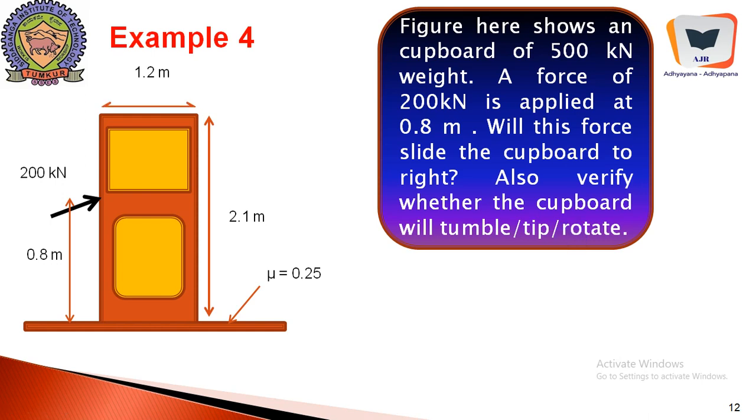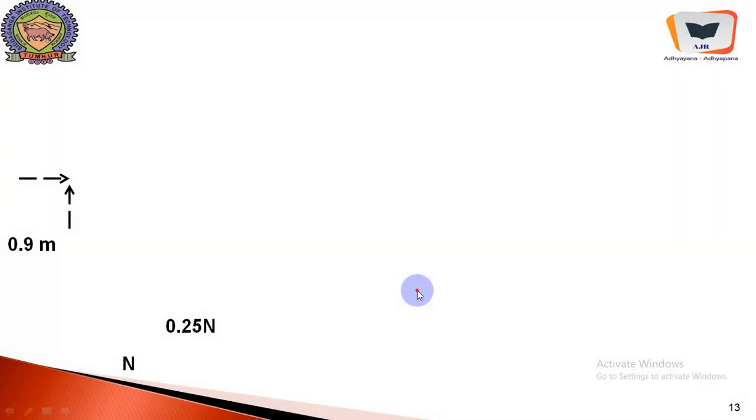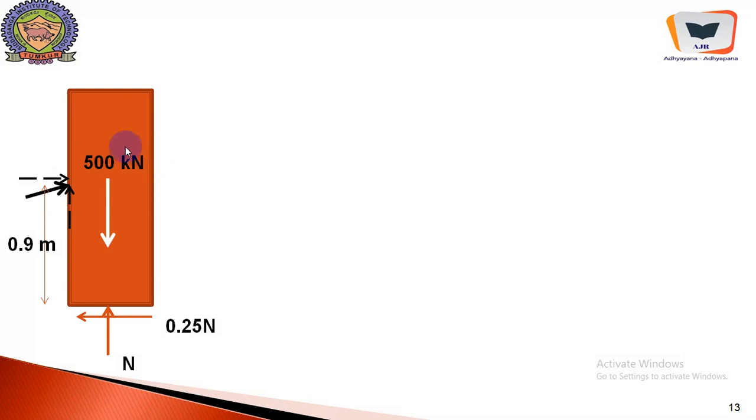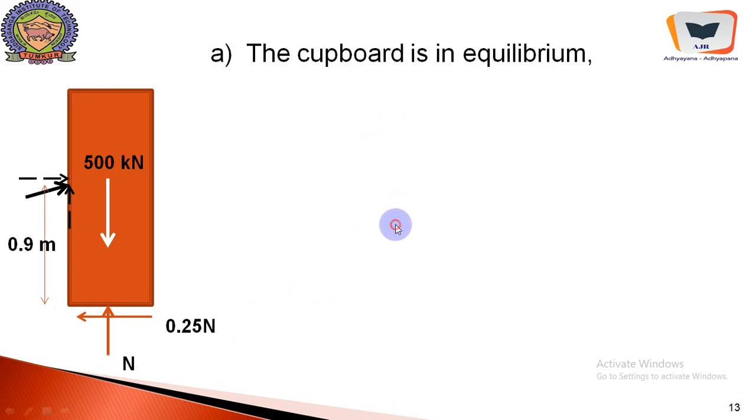First of all, we will write the free body diagram of this, and we will note the dimensions of this particular cupboard, and we will just go solving this. Here is the cupboard. 500 kilonewton is acting, and here is the force that is being applied. It is the horizontal component, and this is the vertical component of the applied force. Since this cupboard shows the tendency to move rightwards, there is a frictional force that is being developed leftwards, and this is the normal reaction developed at the floor, and the cupboard is in equilibrium.